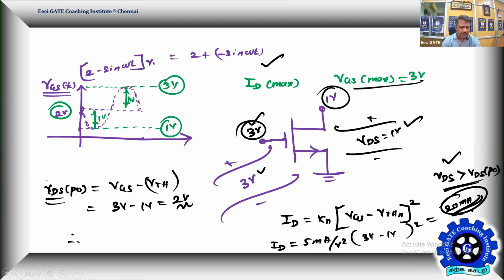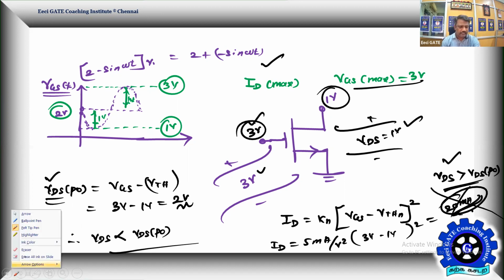Then let me go for that VDS pinch off. So VDS pinch off is equal to 2 volt. Therefore, it is confirming your VDS is less than VDS pinch off. So device is not operating in saturation. Therefore, current cannot be 20 milliamps. So therefore, exploiting the saturation equation is invalid. I can't use this for this problem.